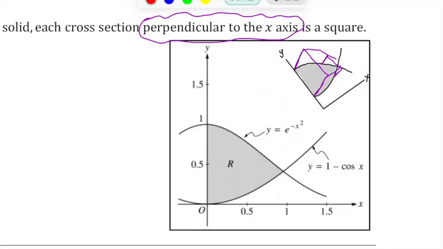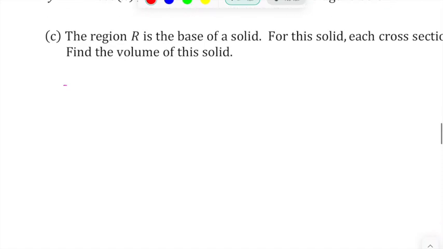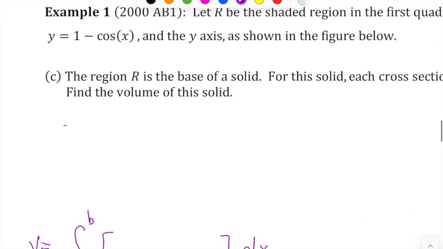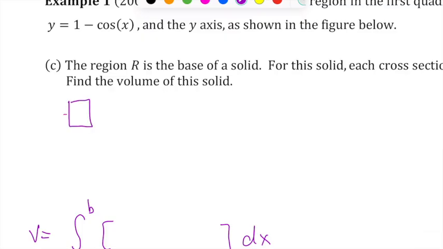And so since we are using a square, the only thing we need to really solve for is this square. So we need to find the area of this square. So let's write our notation out, right? So our volume is going to always be the integral from a to b. We don't know that yet. And then we're going to get something with dx. Now let's do a little work here. Because our cross section is a square, we know to find the area of a square, it's going to be side times side. And then we're going to have dx.